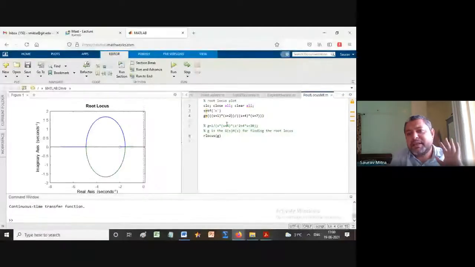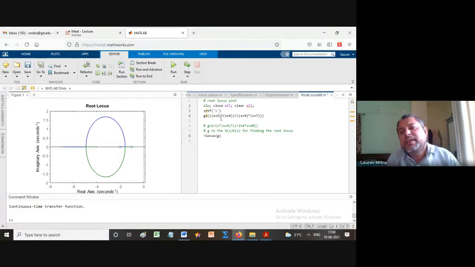Okay. Now lastly, what we do is alternate pole zero. So s plus 4, s plus 7, then s plus 6, and s plus 2. This is the easiest pole zero arrangement that you can do.